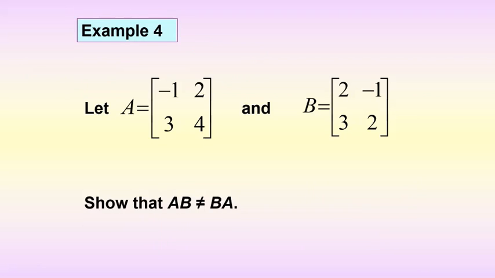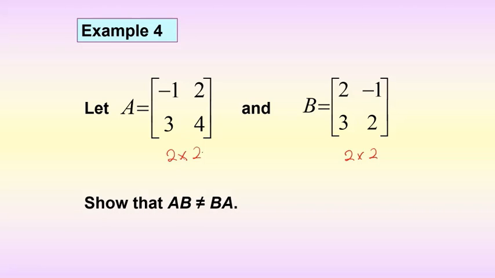Okay, let's say example 4. We have matrix A, 1, 2, 3 and 4, so this is 2 by 2. B is also 2 by 2. Now the question is to show whether A times B is equal to B times A or not. You have to show this statement.